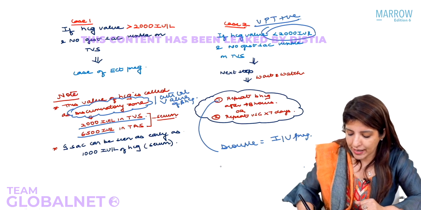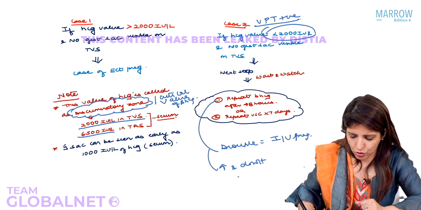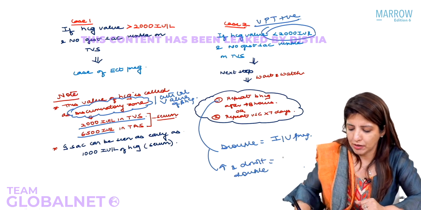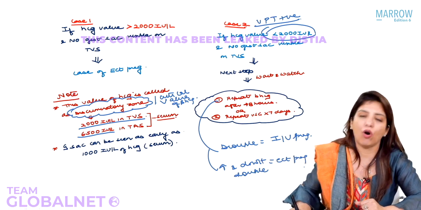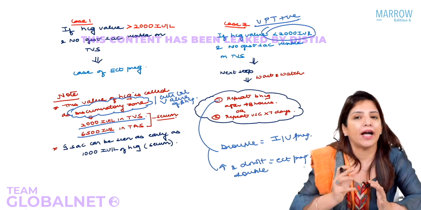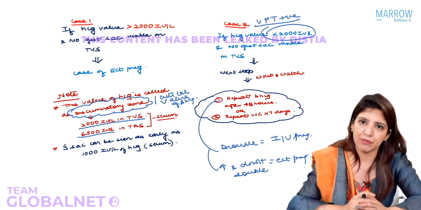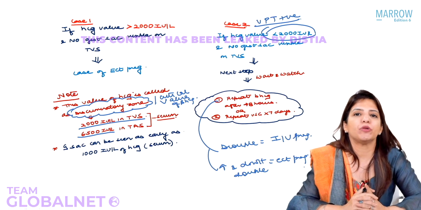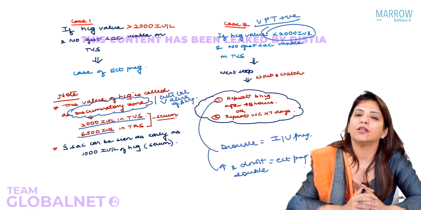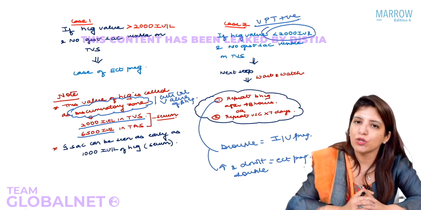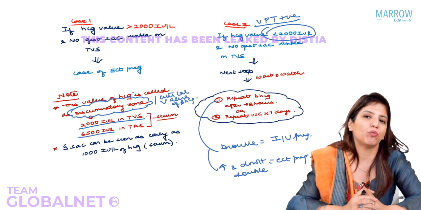But if her beta HCG levels increase and they do not double, so they are increasing but they do not double, then it means it is a case of ectopic pregnancy. And this question was asked in AIIMS: there is a female whose UPT is positive and her beta HCG levels are less than 2000, gestational sac is not visible. What is the next step?